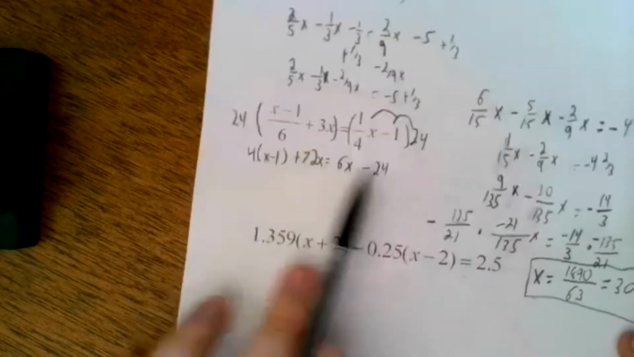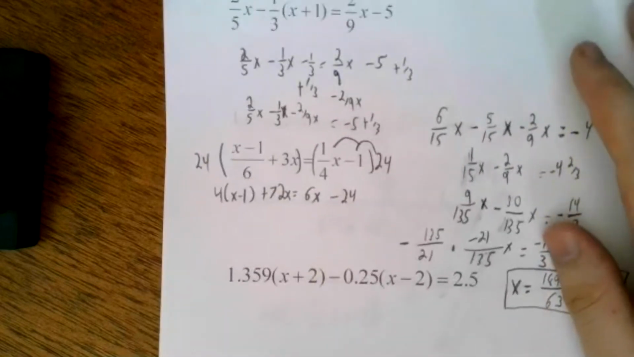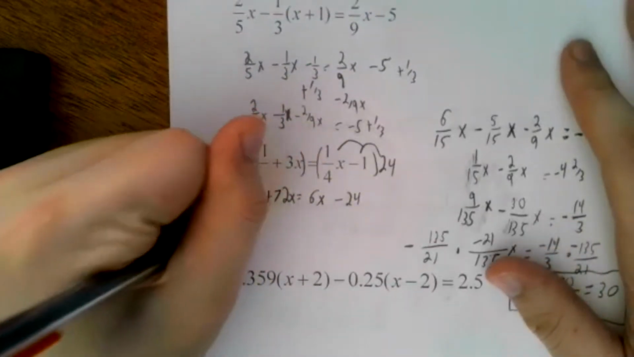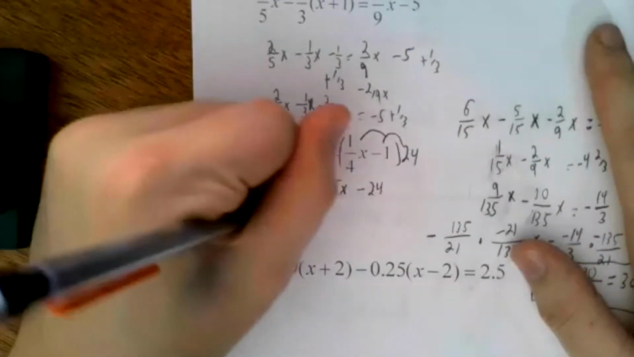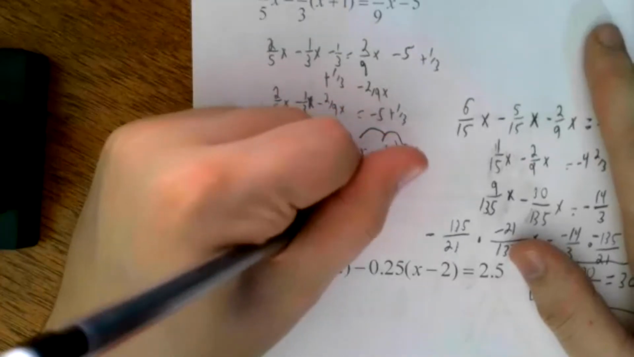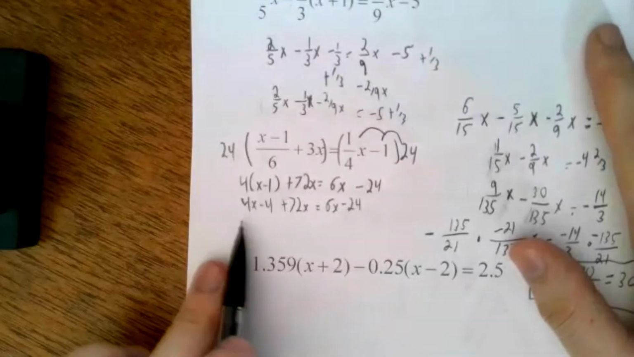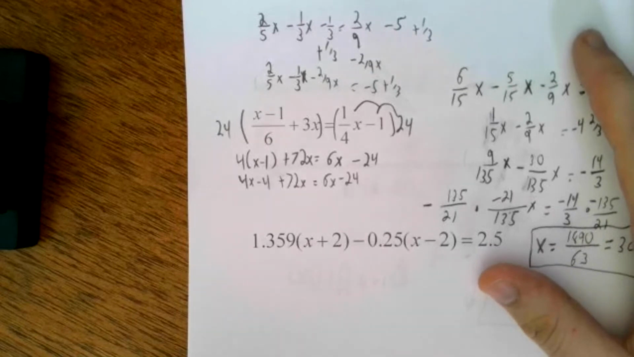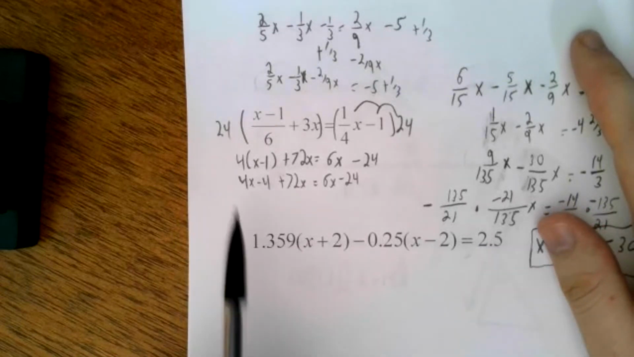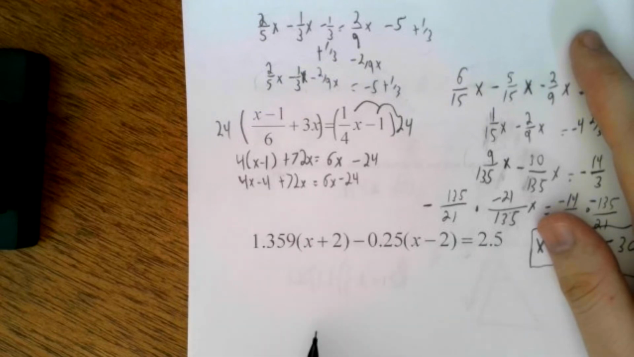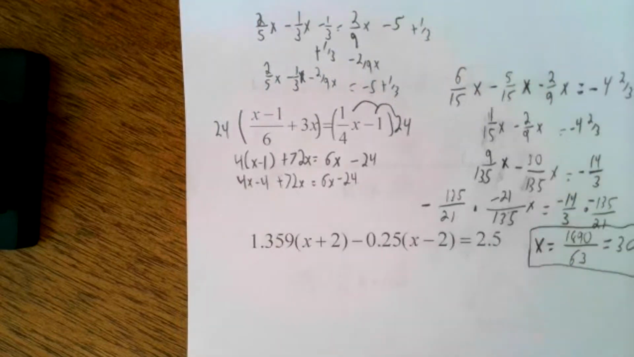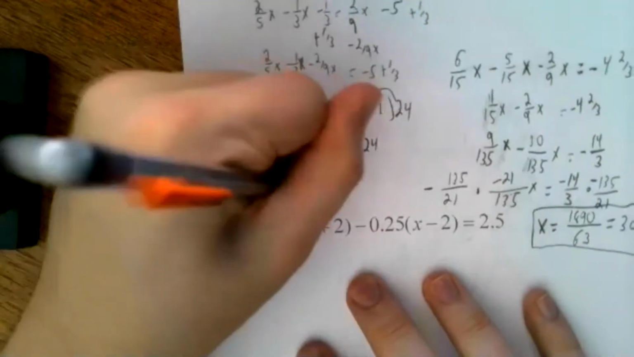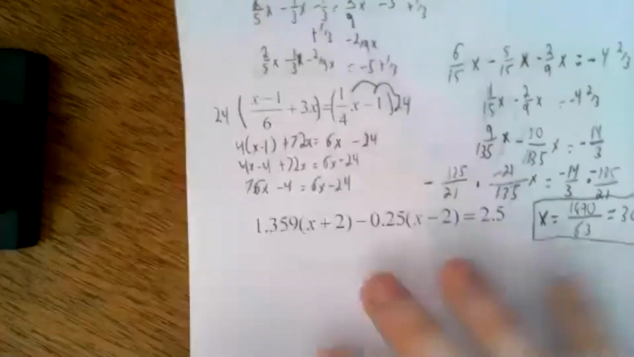So this is going to be a lot easier than dealing with all the fractions and stuff that we had. Okay, so I'm going to distribute the 4 to both of these. So we get 4x minus 4 plus 72x equals 6x minus 24. So I'm just distributing it and leaving everything else the same. Okay, and now I can combine my like terms, right? So 4x plus 72x, we get 76x minus 4 equals 6x minus 24.